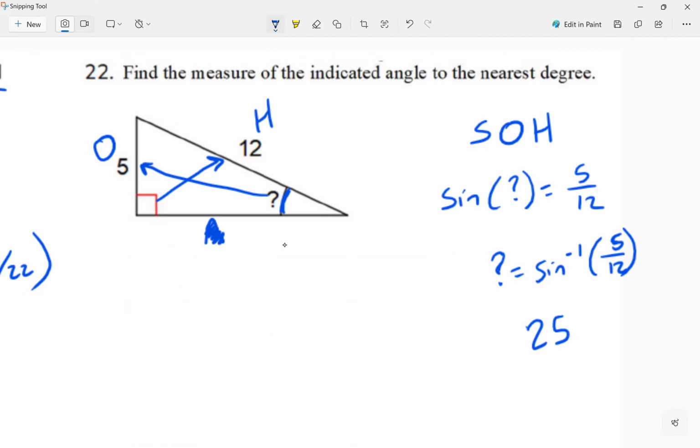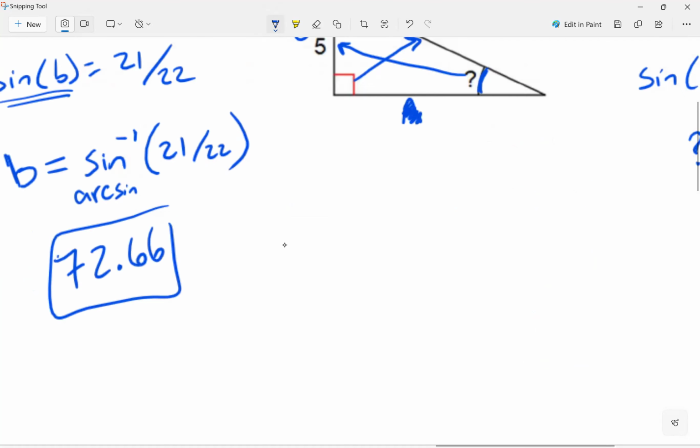I round it to the nearest whole number because that's what the instructions said. The indicated angle to the nearest degree, so that means the nearest whole number. Gotta read the instructions.